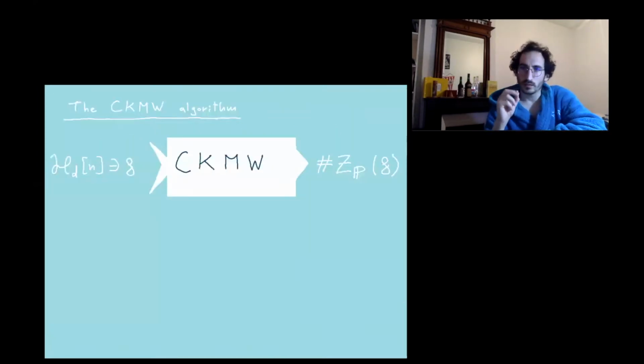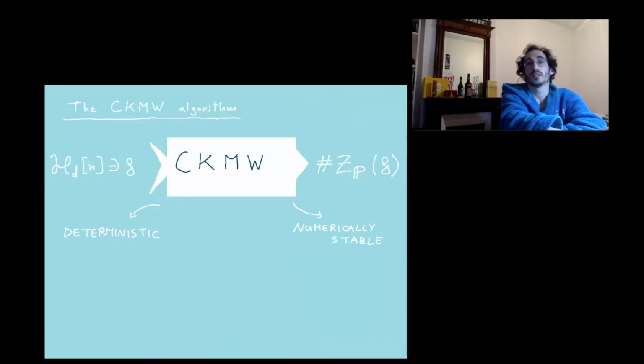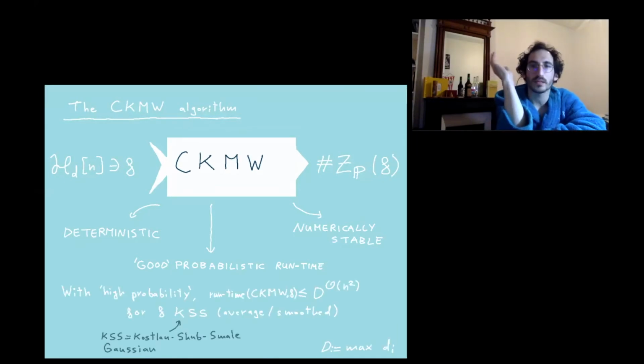So this algorithm has essentially the three properties that we want. It's deterministic, numerically stable, and has a good probabilistic runtime. Let's be a little bit more precise. This means that with high probability, and I will not enter here into the technicalities of how high, the runtime of the algorithm on a random Gaussian Kostlan polynomial system is bounded by the maximum degree of the system to the number of variables squared times a constant.